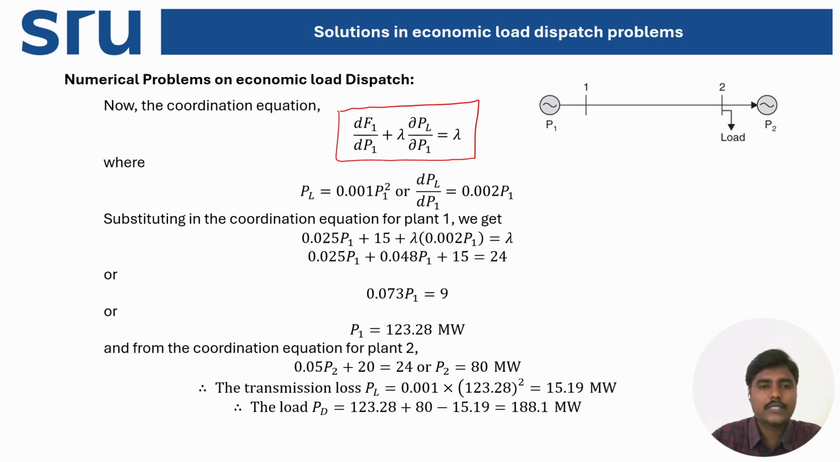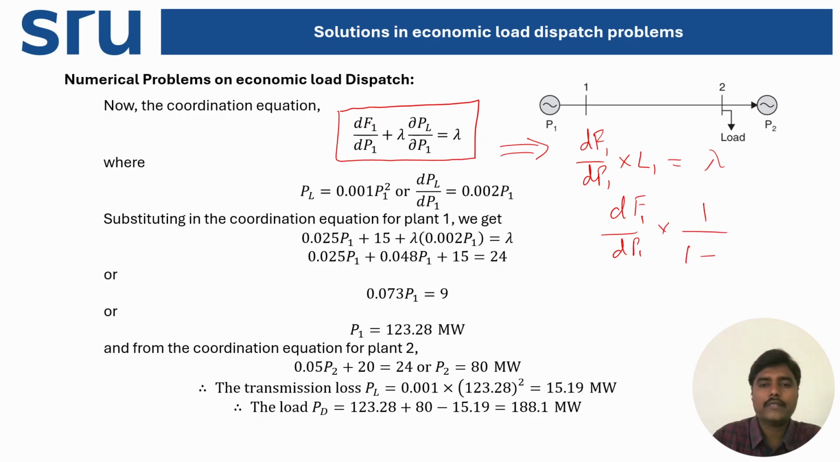Actually, this can be expressed as dF1 by dP1 into L1 is equal to lambda, where L1 is expressed as 1 by 1 minus dou PL by dou P1. So this particular equation, if you rearrange, can be expressed in this form. Other than that, nothing is different. It has only been expressed in a different form.